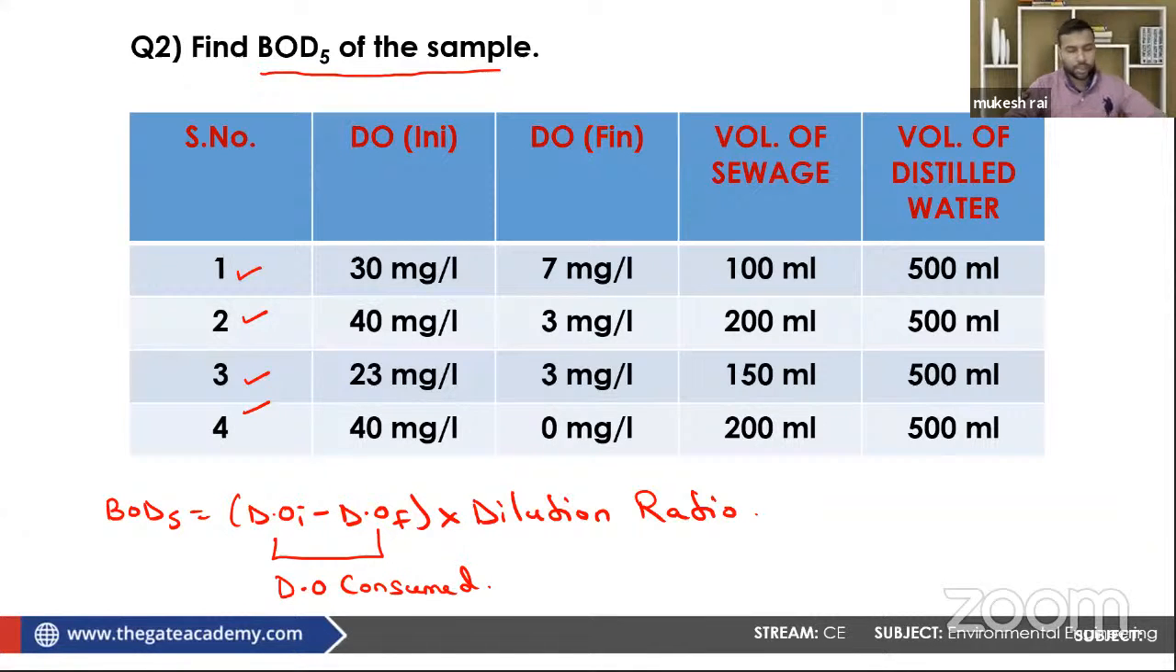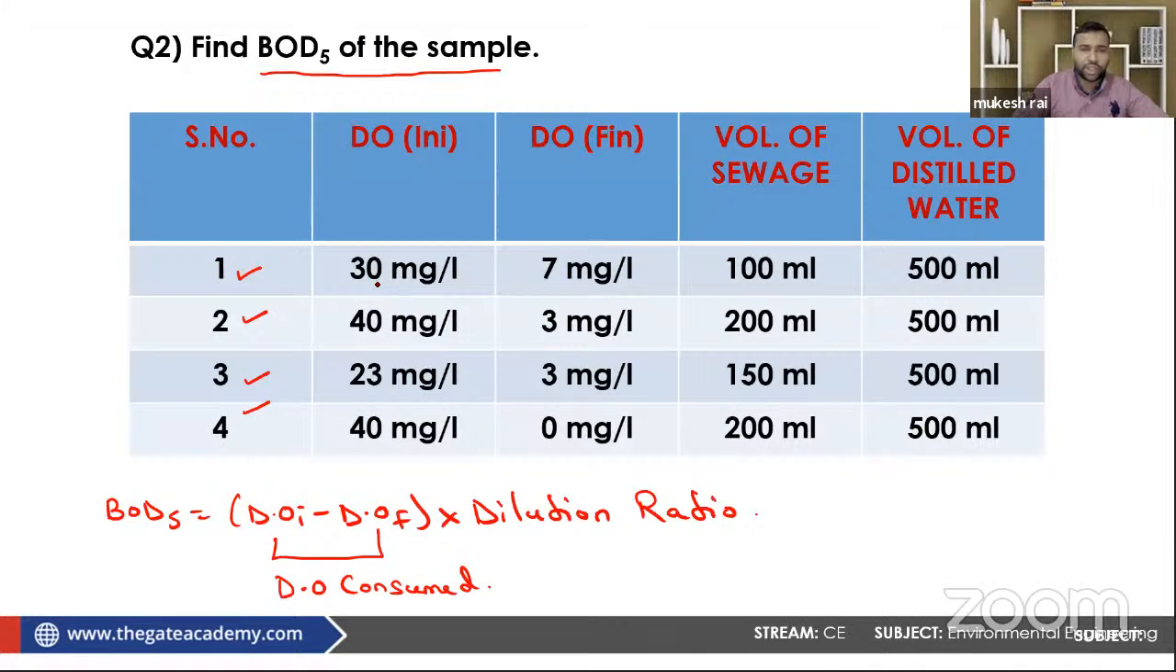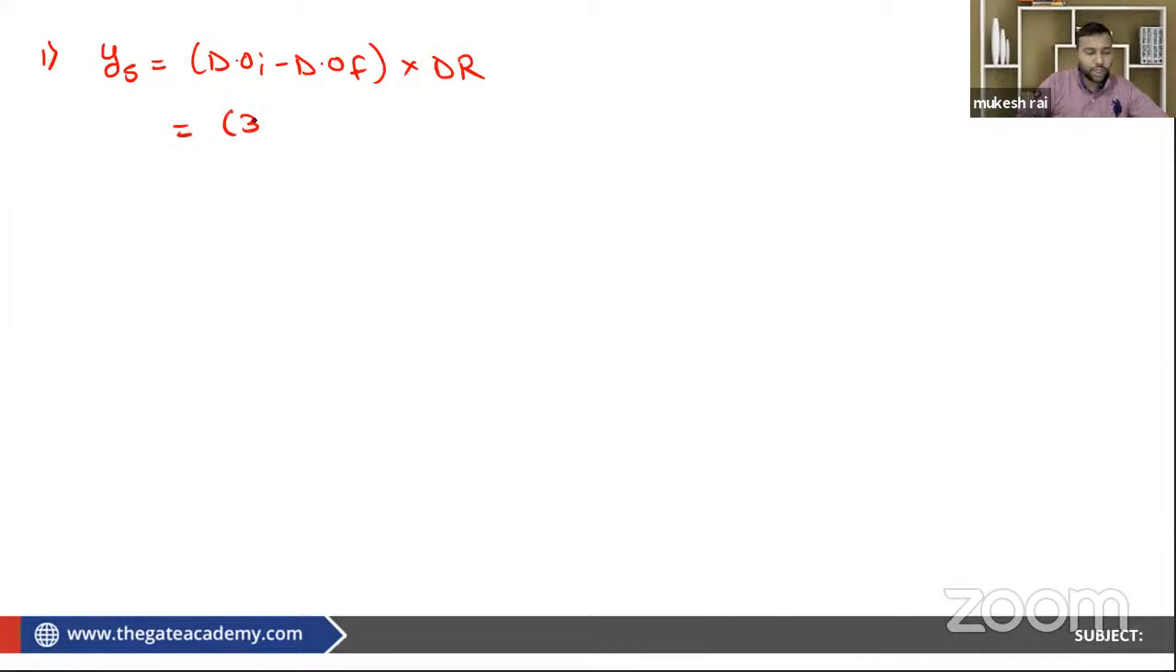Now we will consider one by one each and every sample here. For the first case, we have to find the 5 days BOD, and its value is given as DO initial minus DO final into dilution ratio. That is the formula for finding the 5 days BOD. In the first case, the initial DO is given as 30, final DO is given as 7. So we will write here 30 minus 7 into dilution ratio.